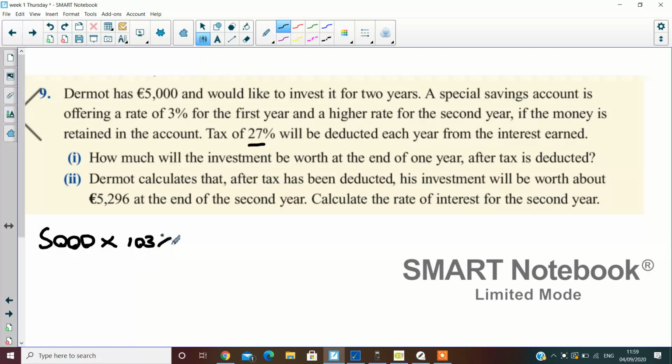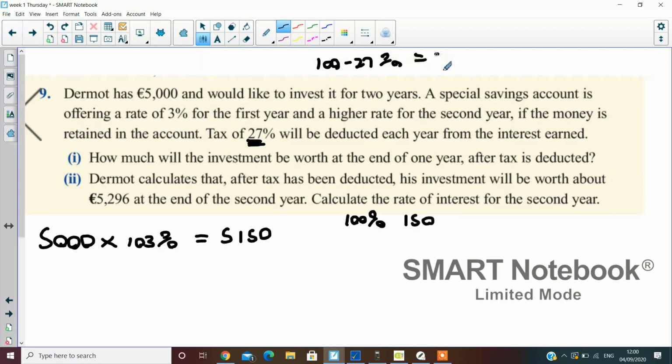103. And what do we get there? 5,150. Thank you. I gained an extra 150, but I'm not allowed to keep it all. What percentage of it am I allowed to keep? I'm allowed to keep 73% because 100% minus 27% is 73%. So I need to figure out what 73% is.